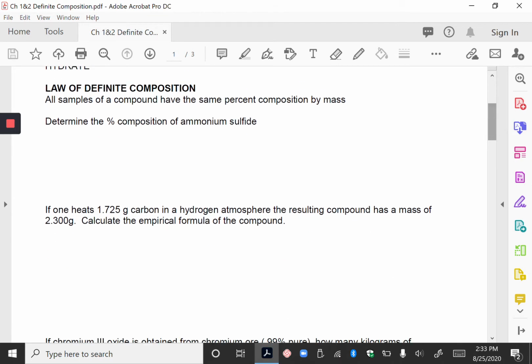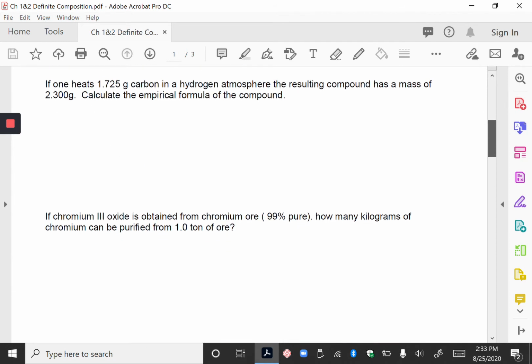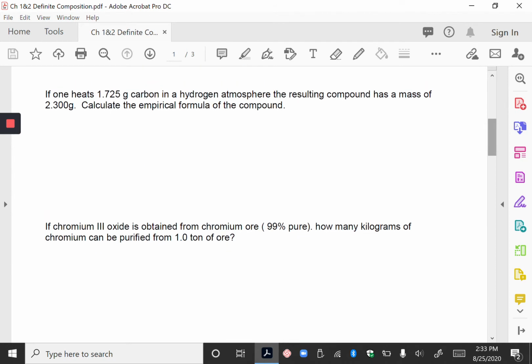Last time we talked about the law of definite composition, and we did the first problem here. So today we're going to start with this one where it says if one heats 1.725 grams of carbon in a hydrogen atmosphere, the resulting compound has a mass of 2.300 grams. We want to calculate the empirical formula of the compound.